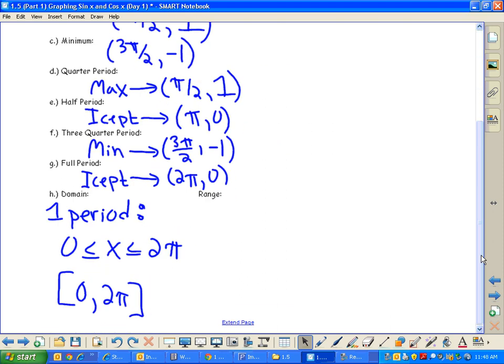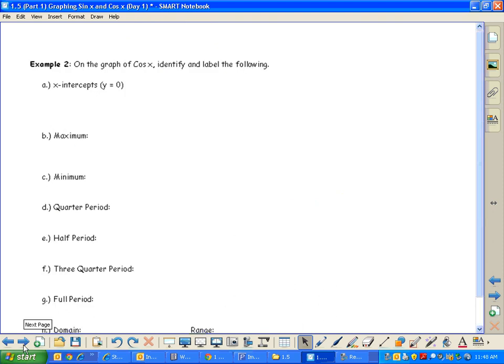We usually go smallest to largest. So the range, you could say it goes from -1 to 1, or you could say -1, 1, inclusive. Those are actual points on the curve. Now you get to do this. Answer these same questions now for cosine. You're going to go ahead and do that.